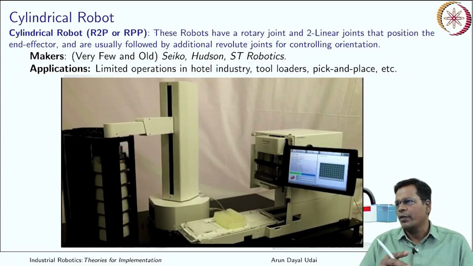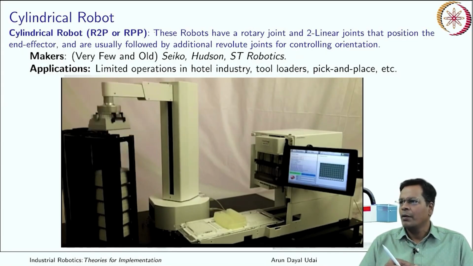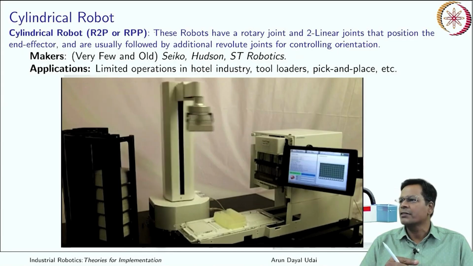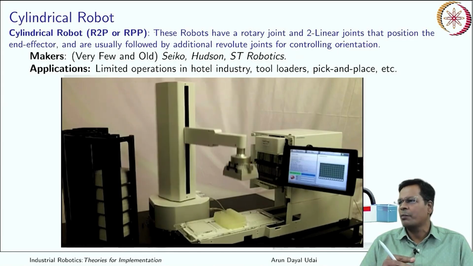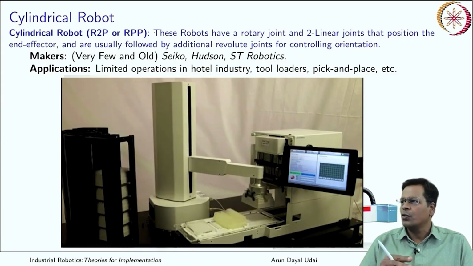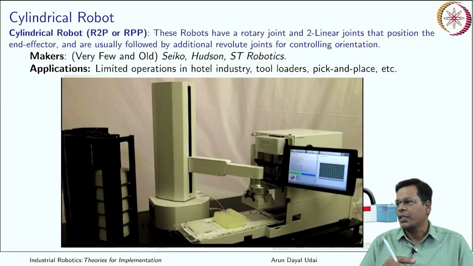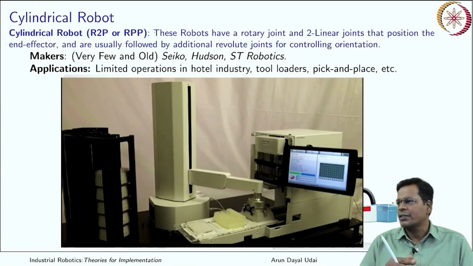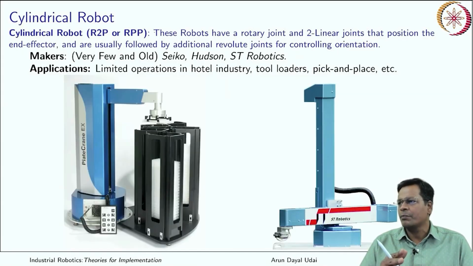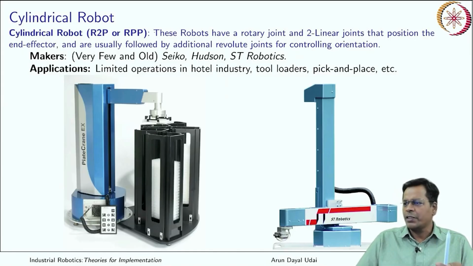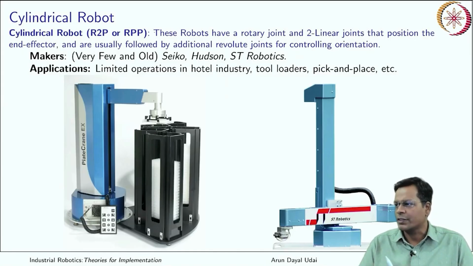There are very few makers, Seiko, Hudson, ST Robotics, and the operations are very limited. It is used primarily in the hotel industry. Tool loaders and pick and place tasks can be done because it has just 3+1 degrees of freedom, so it is very inexpensive to use for those reasons. Got it?